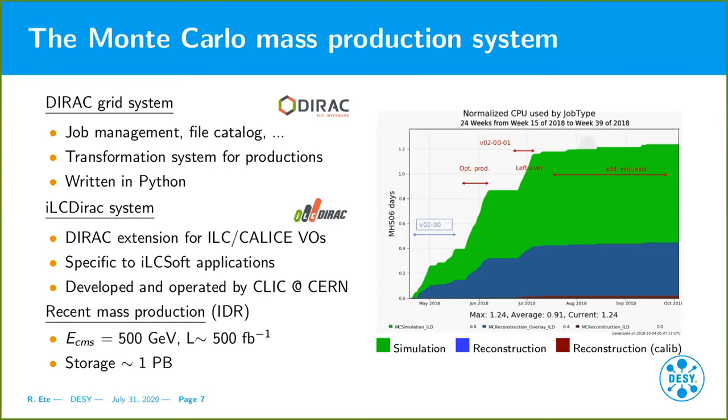Recently, we have produced a lot of data for the ILD detector, namely at 500 GeV center of mass with the expected luminosity of 500 femtobarn, and produced almost 1 petabyte of data. So that's quite a lot. On the right, I've put a plot for information, basically showing that our simulation takes twice as much CPU as our reconstruction.